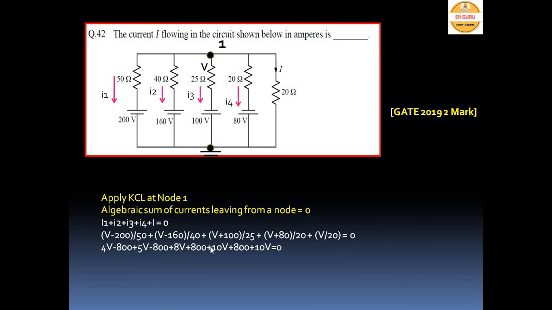So here we are taking the LCM as 200. By solving this equation, we get the node voltage equal to 0. Here some of the voltage sources are delivering power and some of the voltage sources are absorbing power. That's why the node voltage is equal to 0. So from that, the current I is equal to 0.